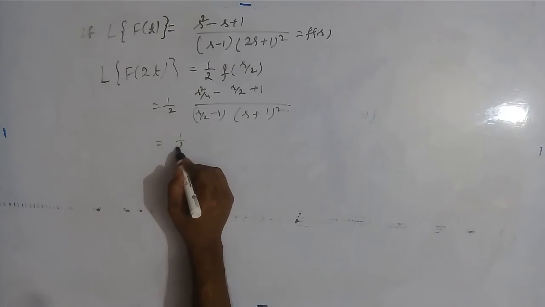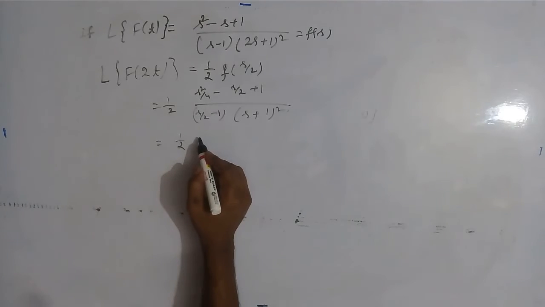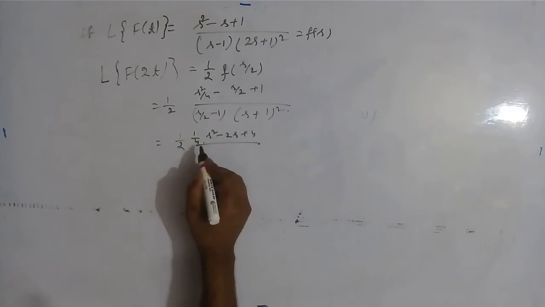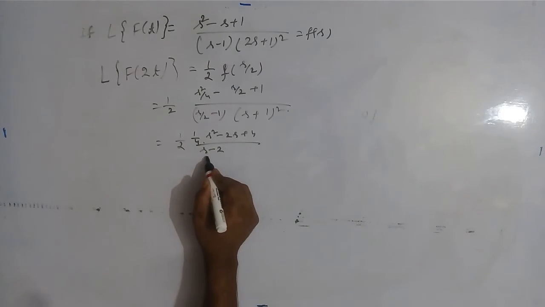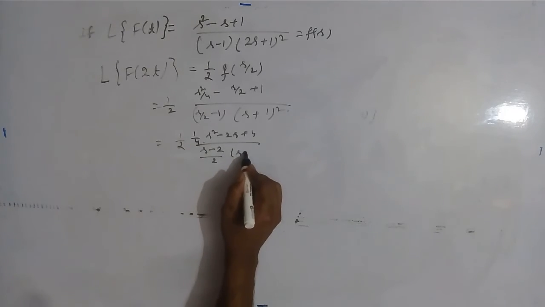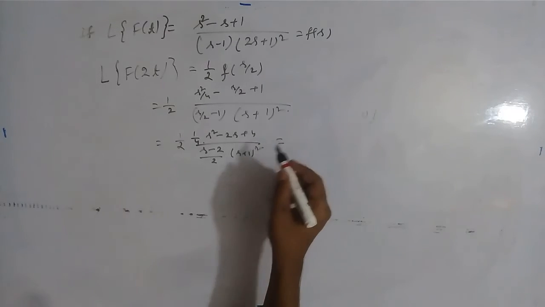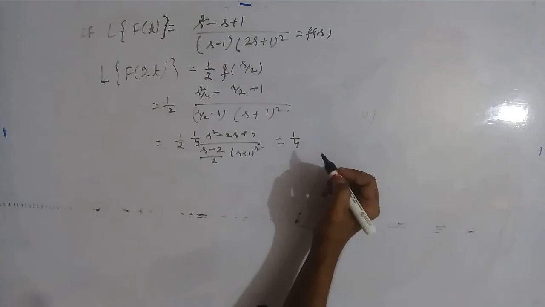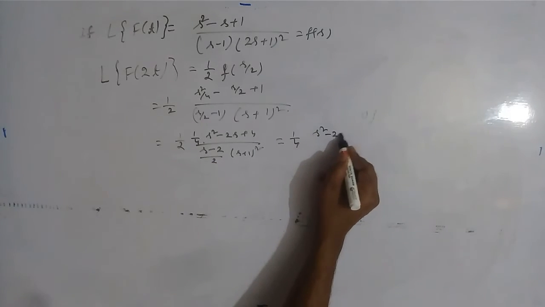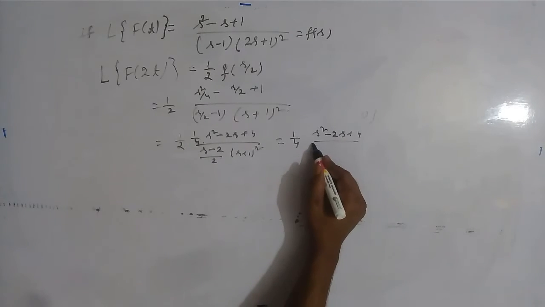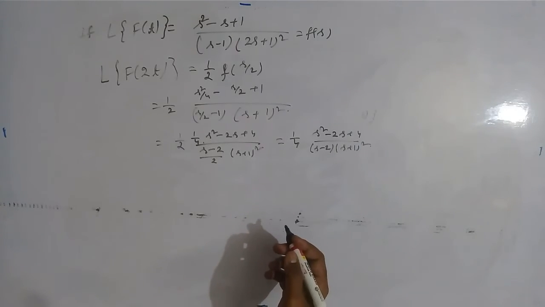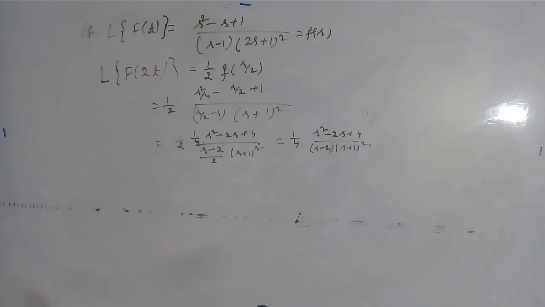So this is equal to half, 1 by 4 into s square minus 2s plus 4 by s minus 2 by 2 into s plus 1 whole square. So it will be 1 by 4 into s square minus 2s plus 4 by s minus 2 into s plus 1 whole square. So this was an application of change of scale property, and this was very simple.